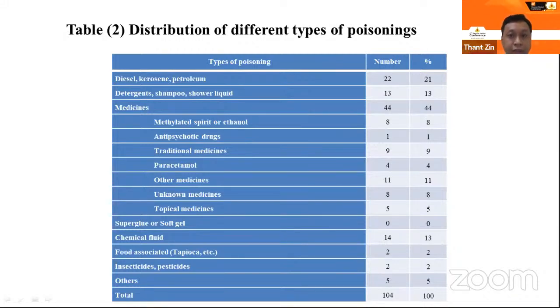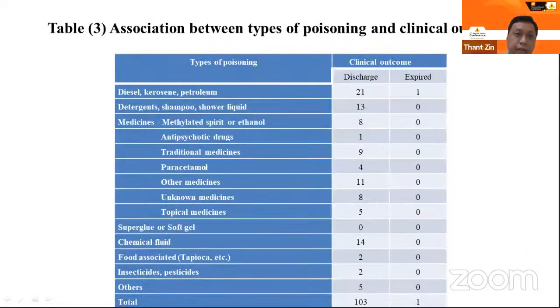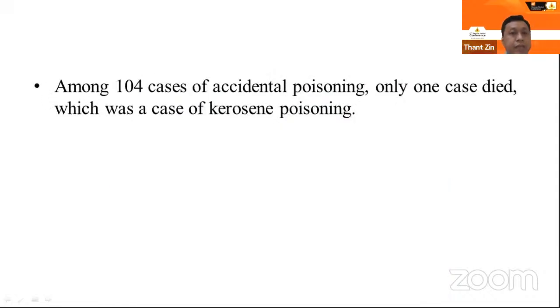Regarding the distribution of different causes of poisoning, among 104 cases of accidental poisoning, the most common was the medicine group, represented as 44 cases, that is 44%. Among the medicines, methylated spirit or ethanol group and traditional medicine group were represented at 8 cases and 9 cases respectively. The second most common group was diesel, kerosene, petroleum group, which represented 22 cases, 21%. The third most common group was detergent, shampoo, shower liquid group, and chemical fluid group, represented as 13%. But insecticides and pesticide group represented only 2%. Regarding the association between types of poisoning and clinical outcome, there is only one case expired, which was a case of kerosene poisoning.